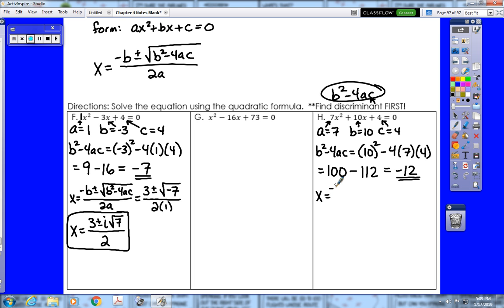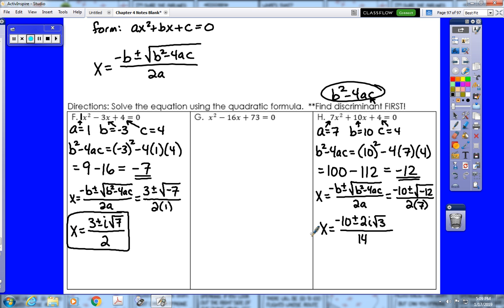We then go to the quadratic formula, negative b plus or minus the square root of the discriminant all over 2 times a. The opposite of b would be negative 10 plus or minus the square root of our discriminant, negative 12, over 2 times a, which is 7. So negative 10 plus or minus the square root of negative 12 over 2 times 7. That reduces slightly. Root 12 is 2 root 3, so root negative 12 would be 2i root 3, and 2 times 7 is 14.